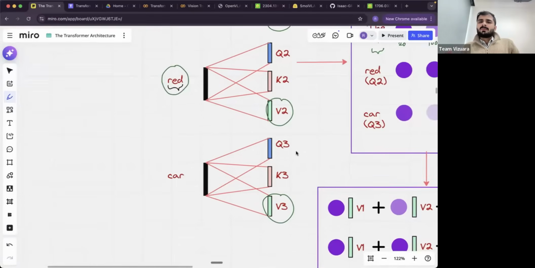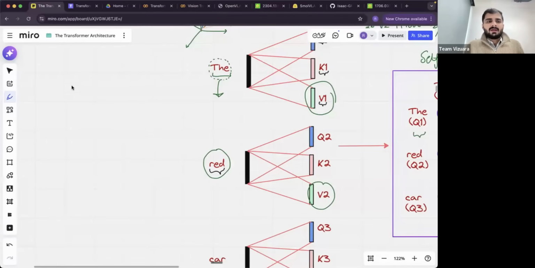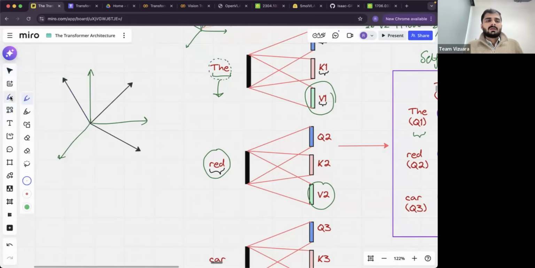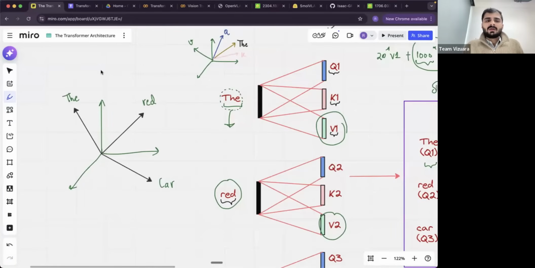Now, if you were to interpret this geometrically, there is a very nice geometric interpretation for this. Let's imagine these values as vectors. This is the first vector, this is the second vector and this is the third vector. Imagine that this is "the", this is "red" and this is "car". This time these are value vectors. So this is V1, this is V2 and this is V3.